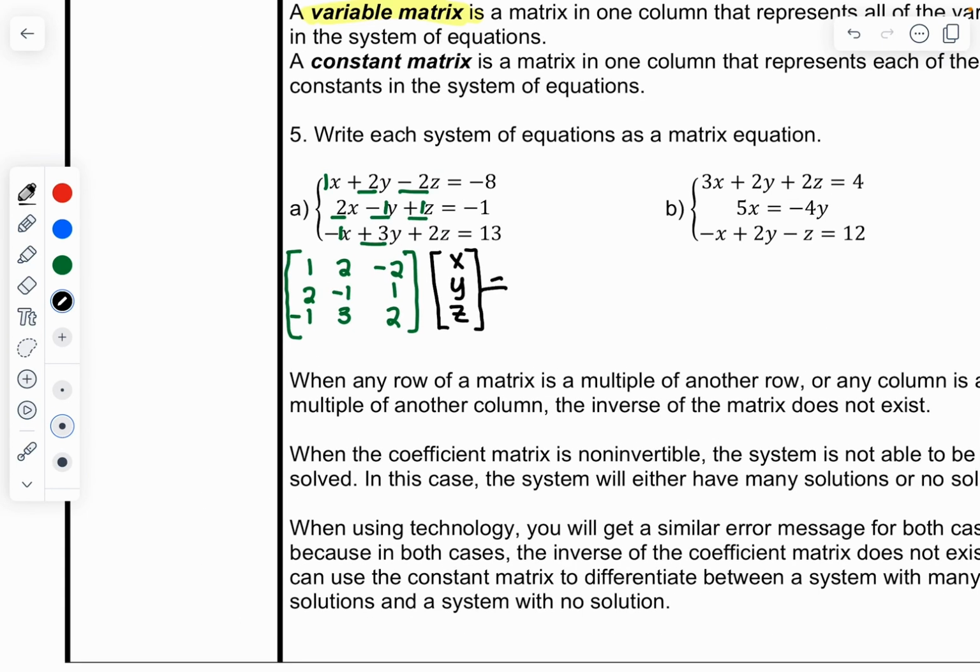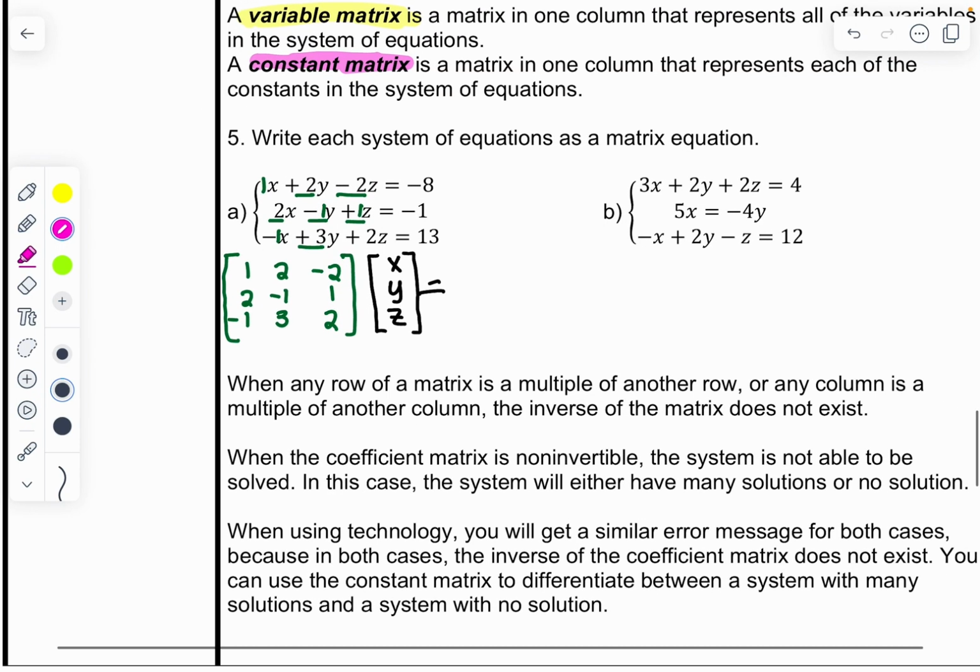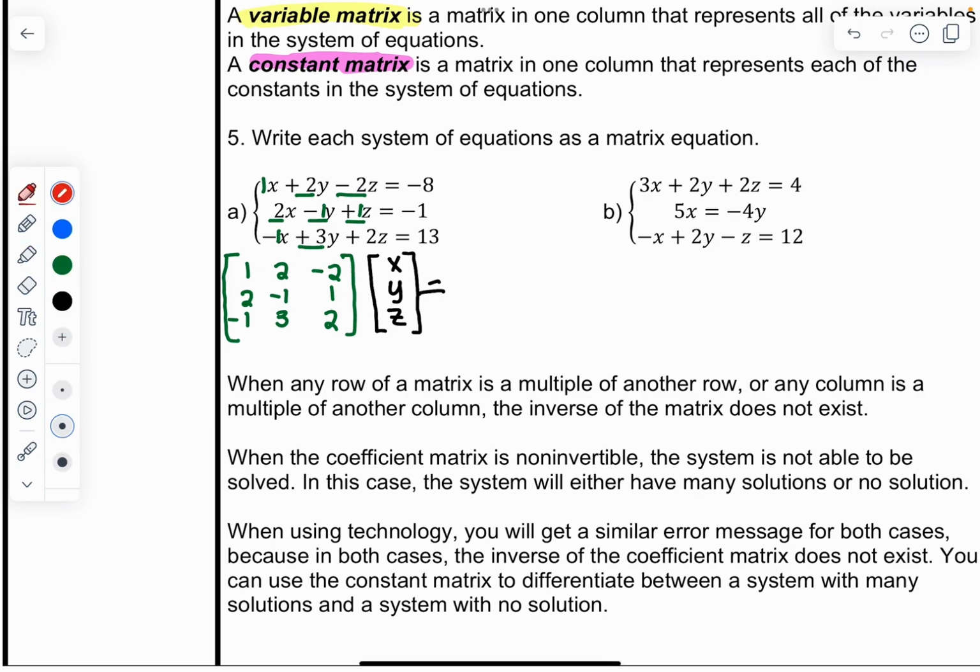These are going to be equal to the constant matrix. And a constant matrix is a matrix in one column that represents each of the constants in the system. So essentially, what is it equal to? So these are equal to -8, -1, and 13. And this is how you set up a matrix equation. So why don't you pause the video and try the second one?